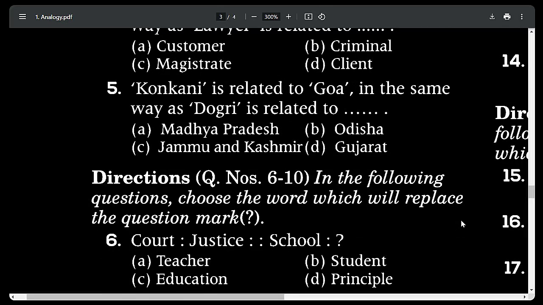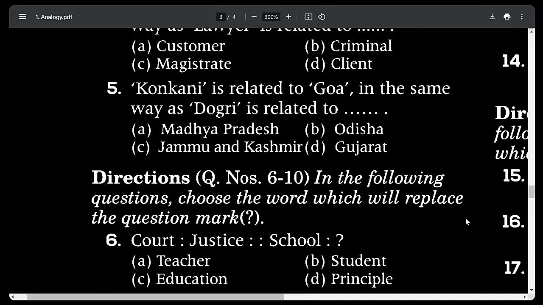Sir, education. Oh, you are already on, Shanai? Okay, that's correct. Education. No problem. So, can you say the explanation? Sir, court is related to justice. What is that relation you should say? In court, you will have justice. In school, people will have education. You can say like this.